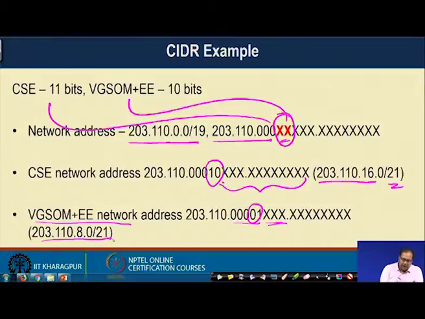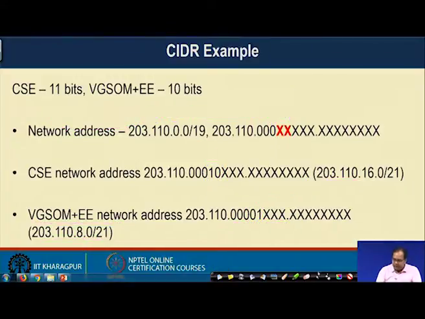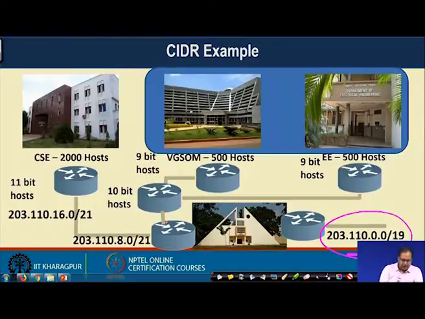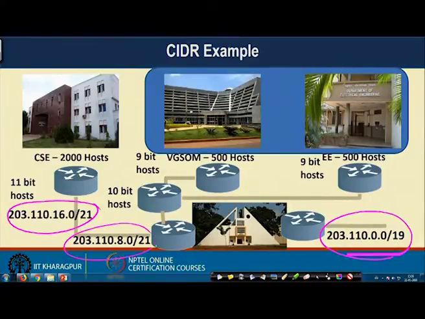So, we get this address for the VGSUM plus E network. Now, this is our scenario. This was my entire address pool. This entire address pool I have divided into 2 subnets. One subnet is going to CAC and the second subnet is going to VGSUM plus E.